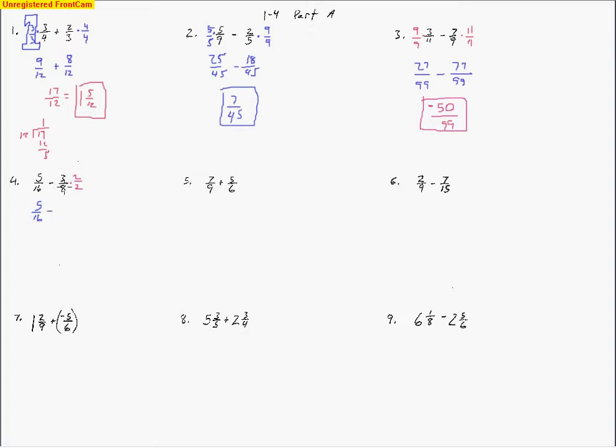Now I'll go ahead and multiply across here. I end up with 6/16. So when I do the subtraction, notice how again I've got more negatives than positives. I'm taking away more than what I started with. So we end up with a negative 1/16. And my next one, 7/9 and 5/6.